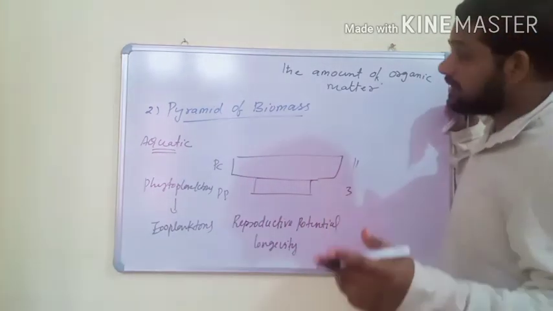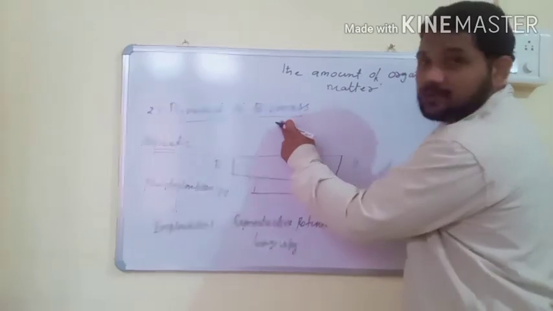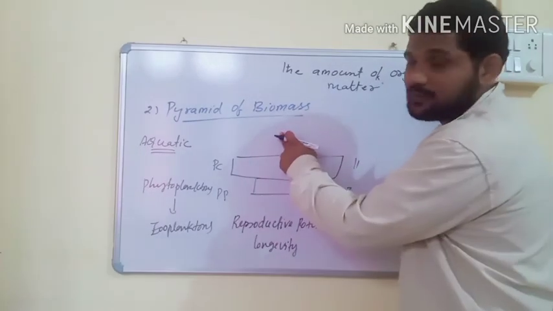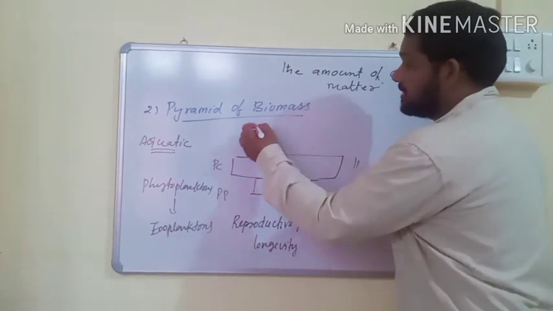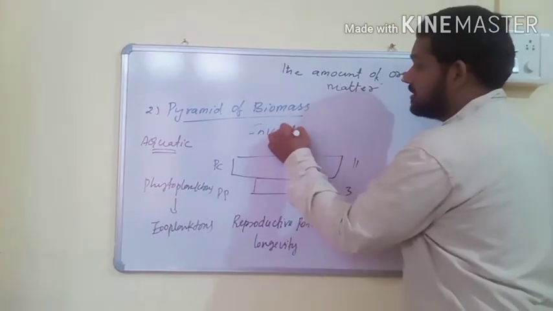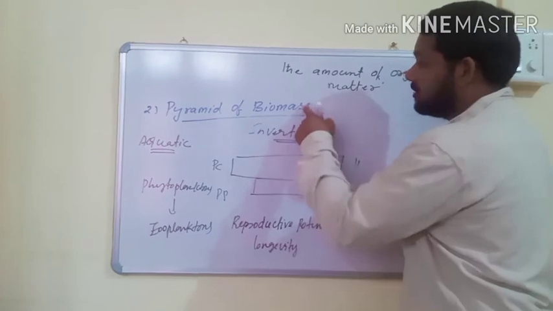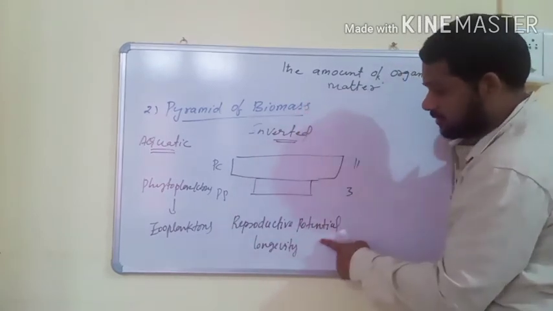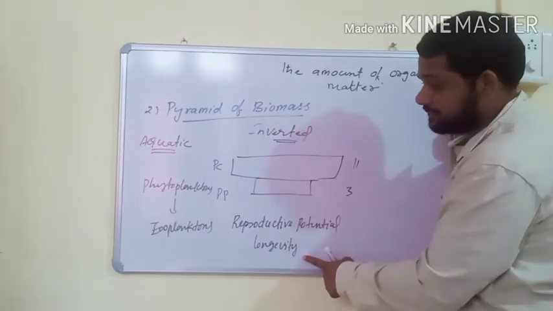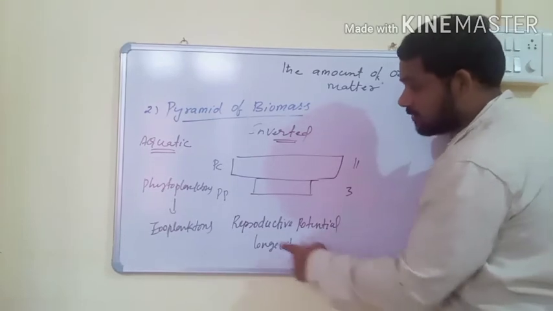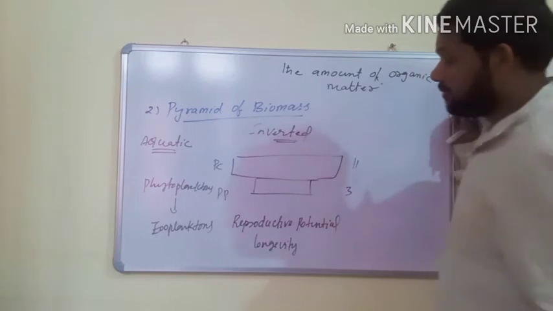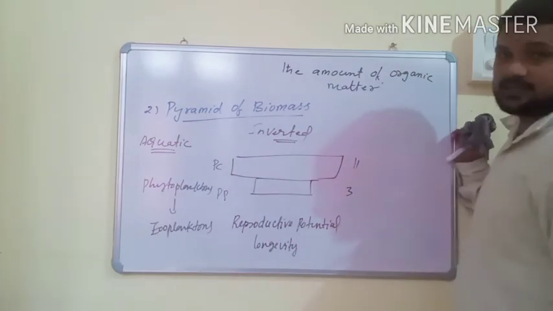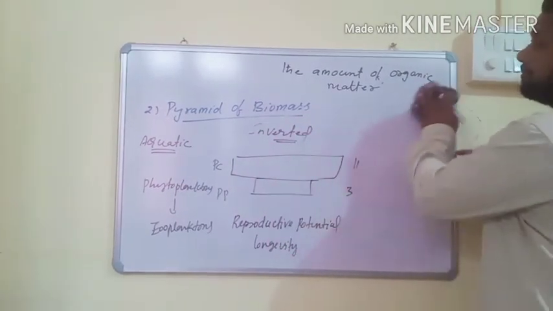In terrestrial ecosystems, the pyramid of biomass is always upright. In aquatic ecosystems, the pyramid of biomass is inverted because the amount of biomass depends on reproductive potential and longevity, and the reproductive potential and longevity of phytoplanktons may be less than that of zooplanktons. So this is the pyramid of biomass.